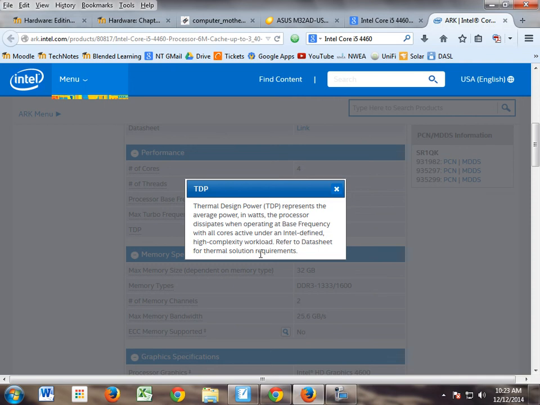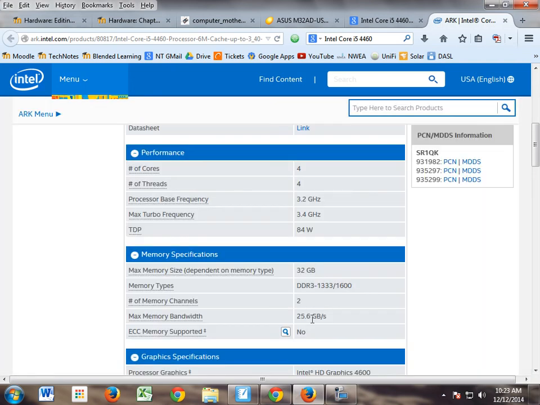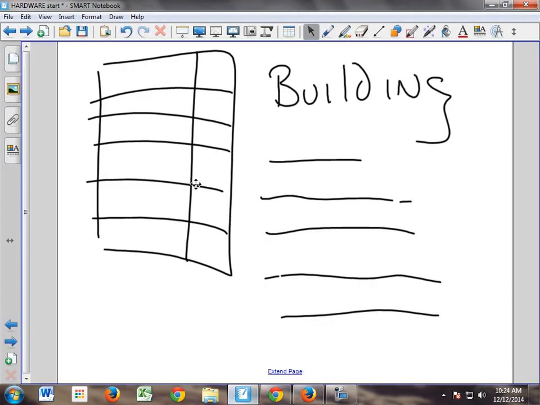Thermal Design Power represents the average power in watts the processor dissipates when operating at base frequency with all cores active under an Intel-defined high complexity workload. So on average, it's going to use 84 watts. It's weird, but that's what they came up with. So my chart is going to be like the one you've had before.